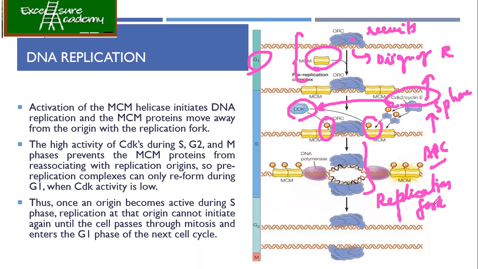Now once this is done, your DNA polymerases are recruited and in both the directions your DNA gets synthesized. So at the end of the S phase or in the G2 phase, you have now two double-stranded DNA molecules, right? So it has been replicated. Yes, ma'am. Okay.